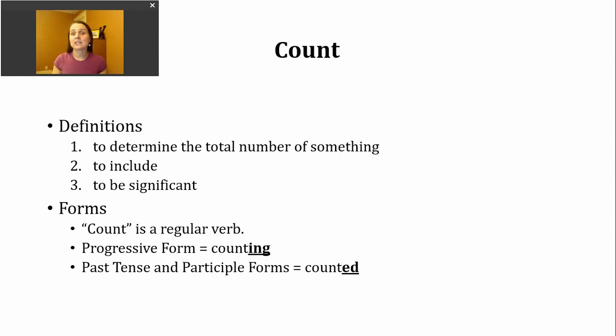Count is a regular verb. To make the progressive tense, all we need to do is add ing to form counting. The past tense and participle forms of this verb are made by adding ed. The base verb count ends with a T sound, so the ed is going to make an id sound. Counted, counted.